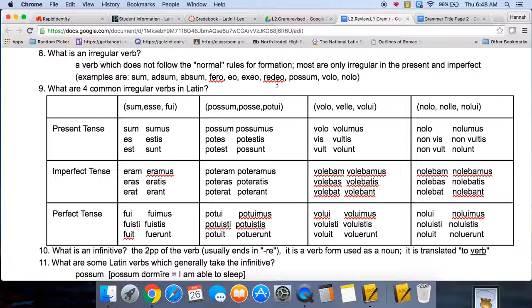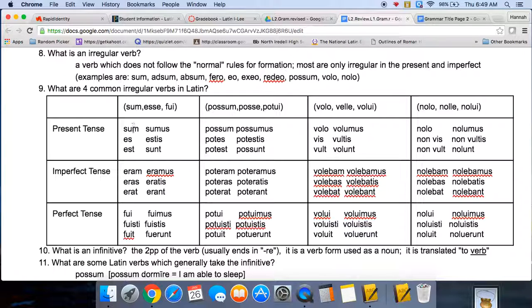You also had redeo. Eo means go. The red part means back. Sum means am. The POS in front of this word means able. And then you have volo, meaning to wish or to want, and nolo, to not want or to not wish. Sometimes you could even use refuse for the word nolo. Okay, so those are the examples of irregular verbs from Latin 1. Beneath this, I have 4 of them conjugated for you in the 3 tenses. These will be the ones that you're going to need to know most for our stories.